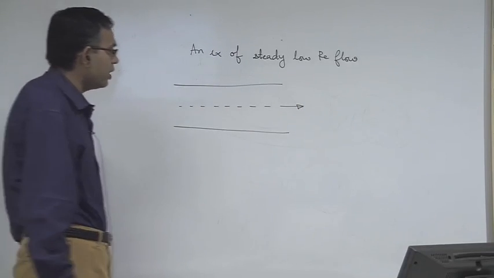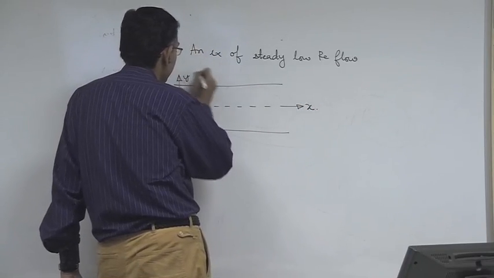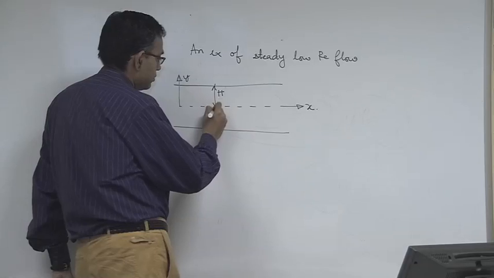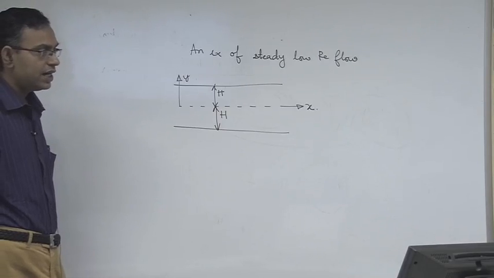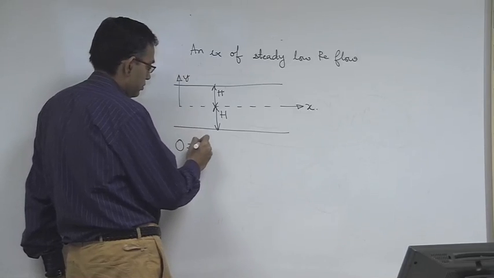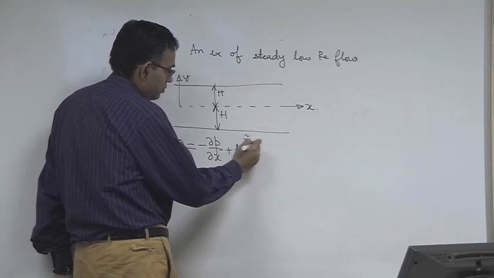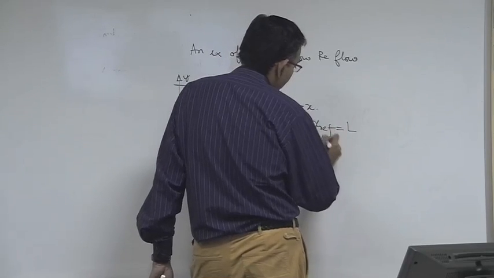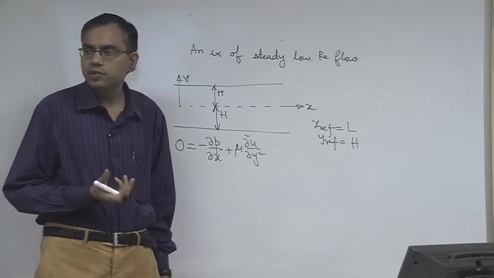So, let us consider that you have x axis like this, y axis like this, h is the half height of the channel, so let us write the governing differential equation. Assuming x reference equal to L and y reference equal to h or 2h, whatever, I mean scale wise there is no difference between h and 2h.